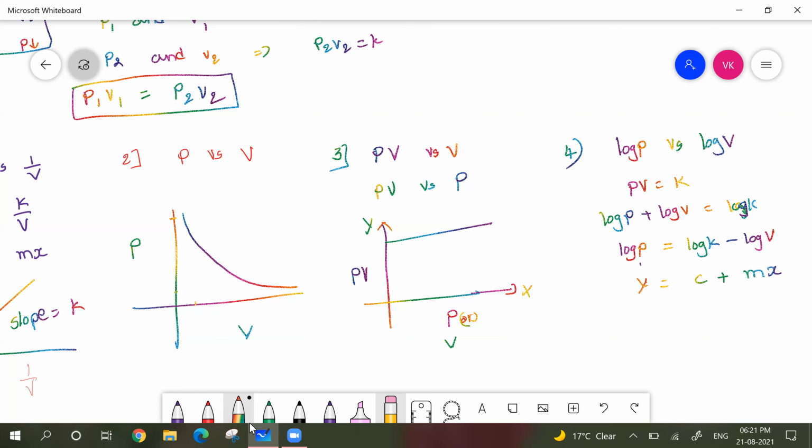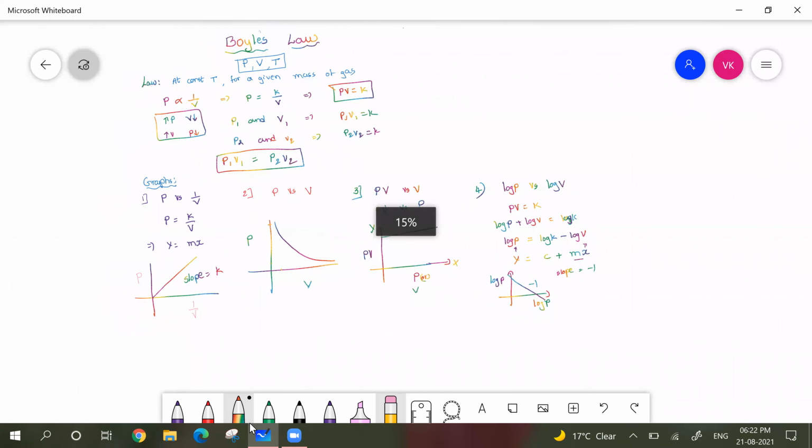So what do I have to take on the x-axis and y-axis? Plot a graph with log P on the y-axis and log V on the x-axis. Since this is a negative value, you're going to get a negative slope. What is the slope value here? Slope is m and its value is equal to -1. So slope value is equal to -1. Like this, they ask you questions related to the graphs.